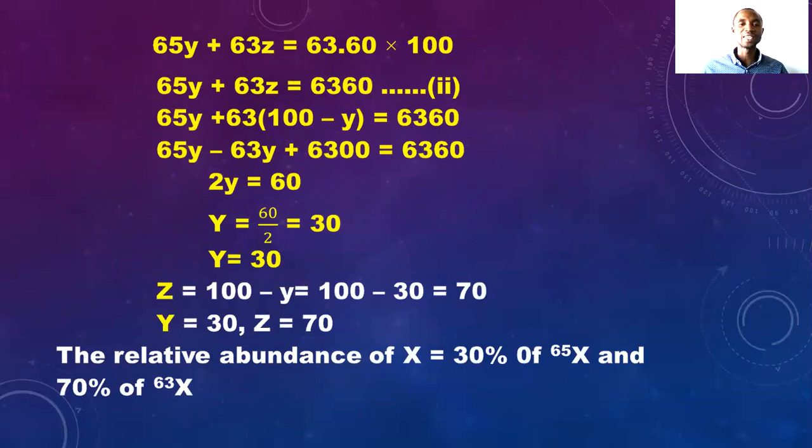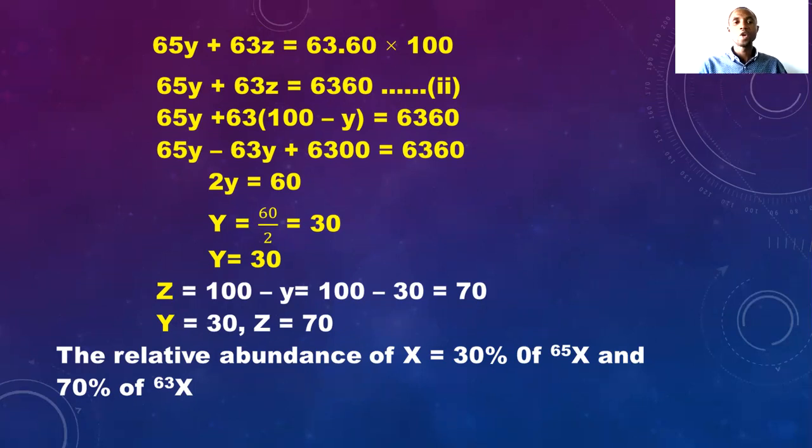If you do that, you're going to have 65Y plus 63Z equal to 63.60 times 100. That 100 beneath, you will use it to multiply the other side. And when you do so, collect like terms. When you collect like terms, you are going to have 65 plus 63. Now, in equation 2 there is that 63Z.